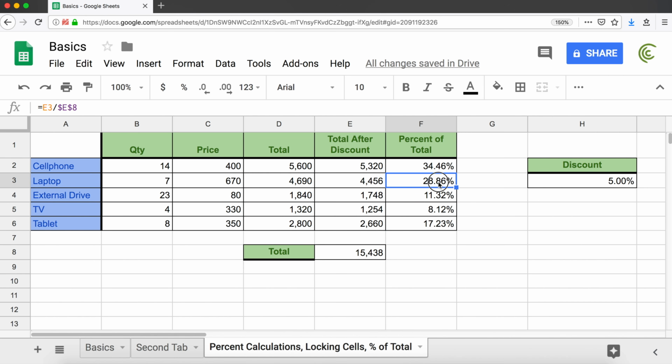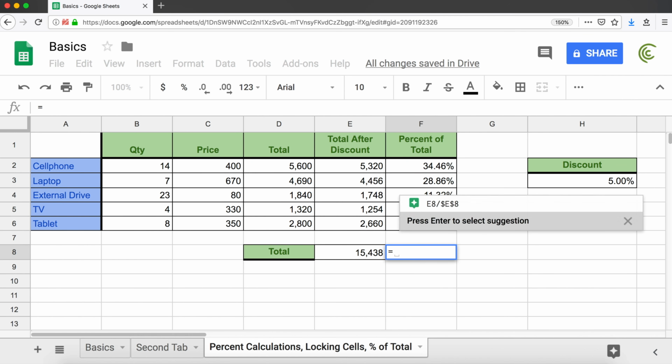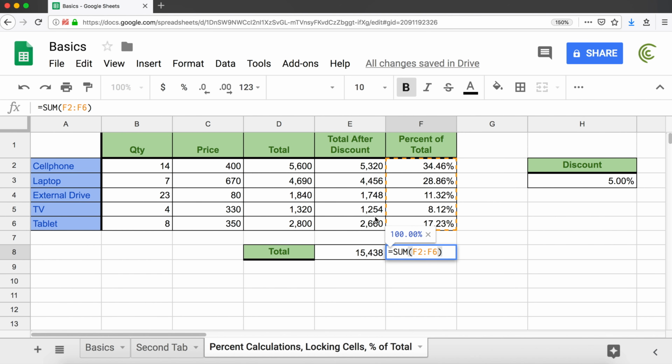And now if I check, see, it's dividing this number by the same total because we locked this cell. So now we get what percentage each is of the total. If we add all these percentages together, they should come to 100%. Equals sum. And see, it figured out what I was trying to do: F2 colon F8. Perfect. It's good enough for me.